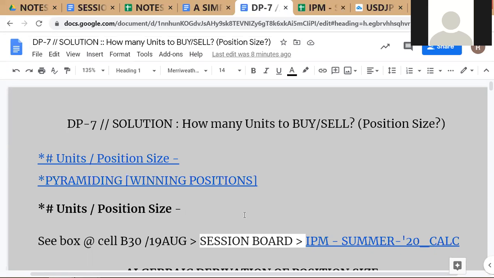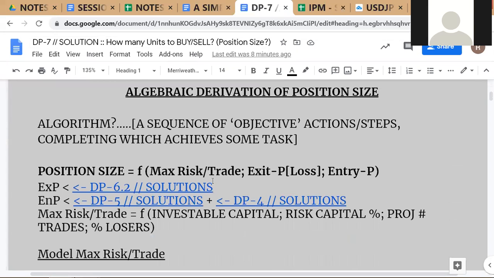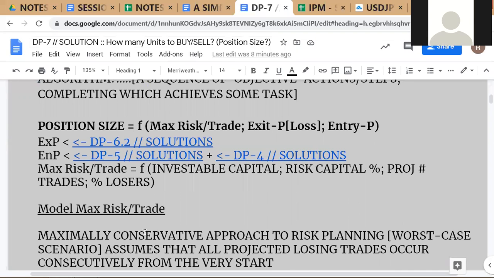Trying to solve that requires a few steps. Okay, so initially what we have to do is model the maximum risk per trade because, as you can see, position size is a function of maximum risk per trade, exit and entry. And the exit is from 6.2, which we already covered. Entry is from DP5 and also from DP4 because it gives you the side of whether you're a buyer or seller, etc. Okay, so from these three discussions which you've already had, you will figure out exit and entry prices.